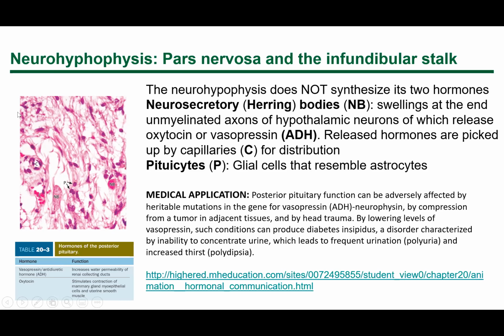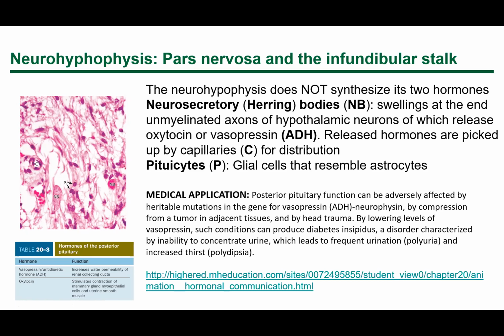And then we've got pituicytes, which are mostly what you see. And pituicytes are glial cells. They're kind of like astrocytes. They're there to support the action of the axon terminals. And then we've got capillaries, of course, for distribution of the hormone.